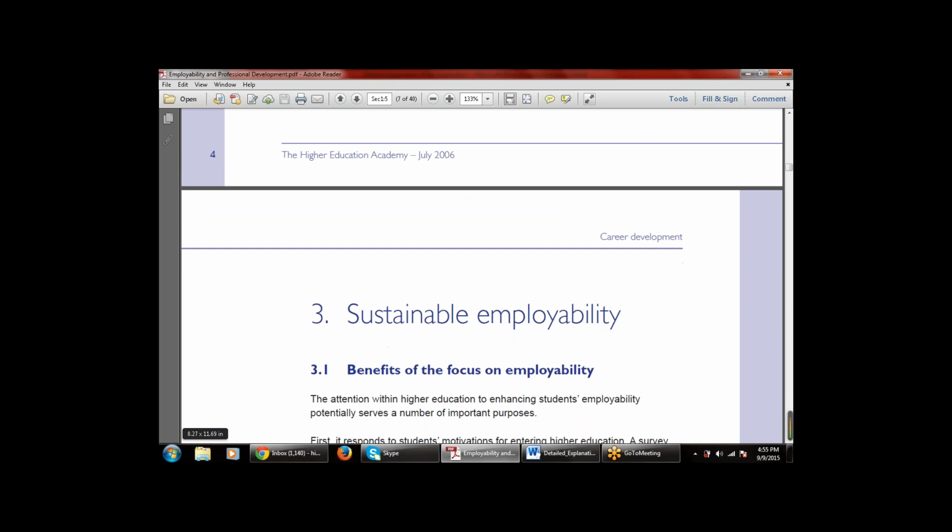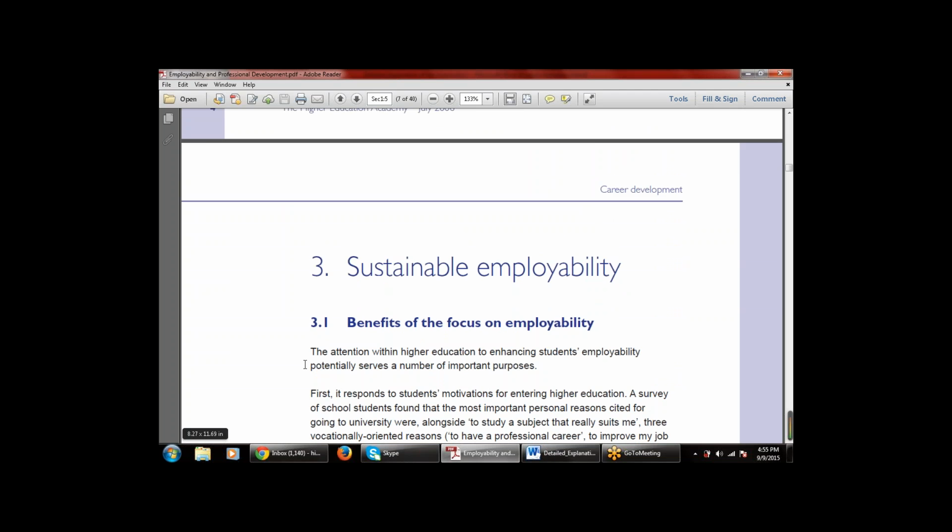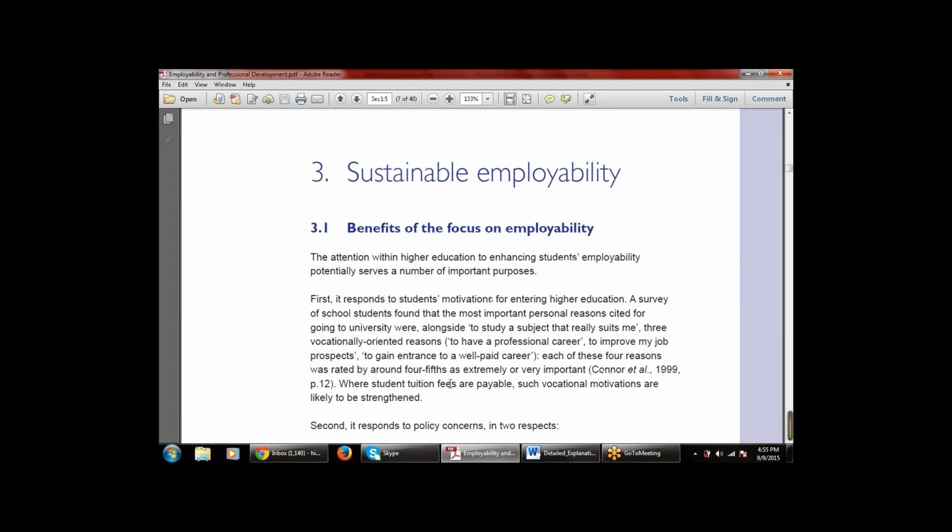Now, third is sustainable employability. What is sustainable employability and how do we use it? Now, what are the various benefits of a focus on employability? The attention within higher education to enhancing student employability potentially serves a number of important purposes. There are multiple purposes used to enhance student employability.